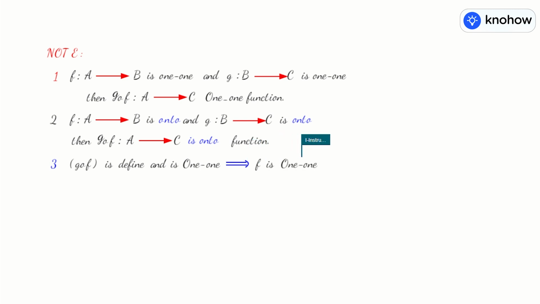And likewise the fourth point, that if GOF is defined and onto, then g is onto. And we are not making any comments about f. I repeat, that if GOF is defined and onto, then g is onto. So please make a note of these 4 points.